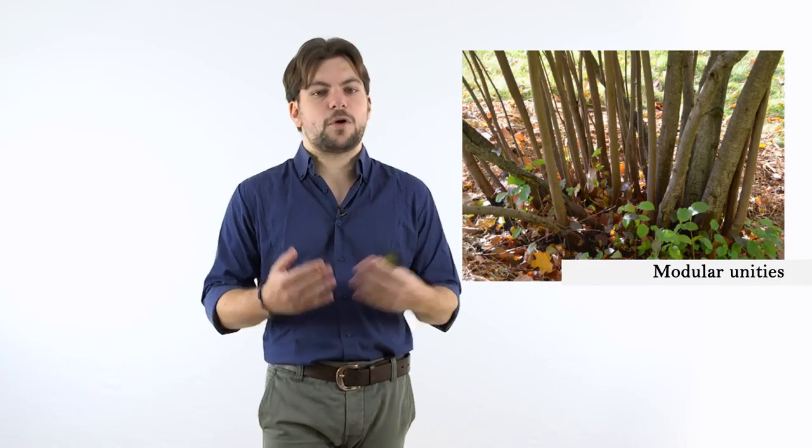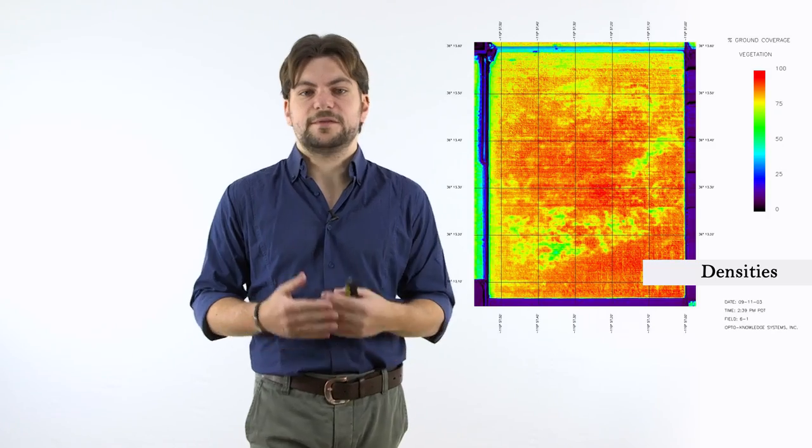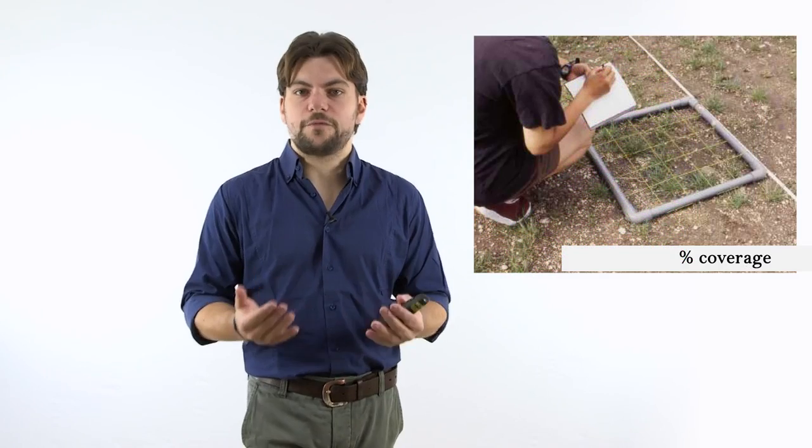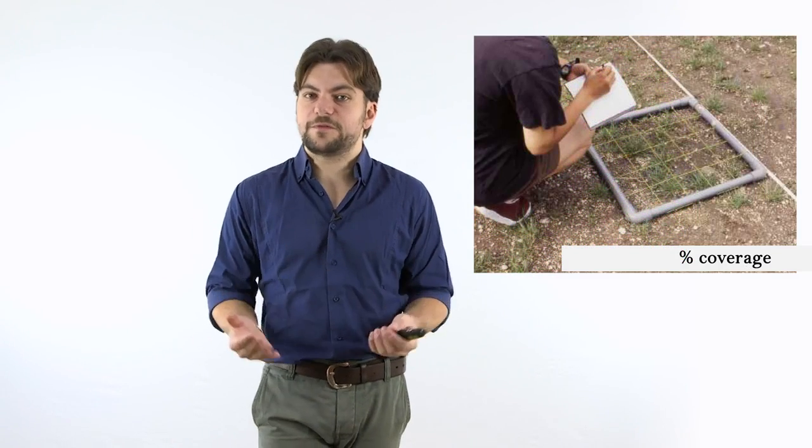For instance, we can count the number of individuals, but in some cases, for instance with trees and spruce, it's very difficult to understand what is an individual and what are different individuals. So in that case we can count modular units, densities instead of individuals, biomass, or percentage of coverage. We can use squares, we can use different sampling techniques. In any case, we need a surrogate of the abundance to account for the differences in biodiversity between different samples.